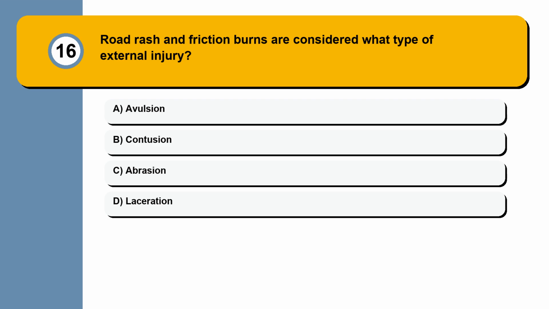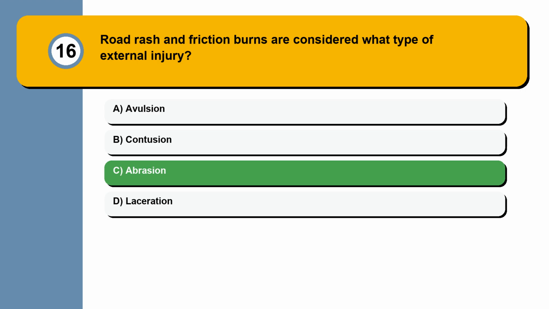Question 16. Road rash and friction burns are considered what type of external injury? Avulsion, contusion, abrasion, laceration. Abrasion.